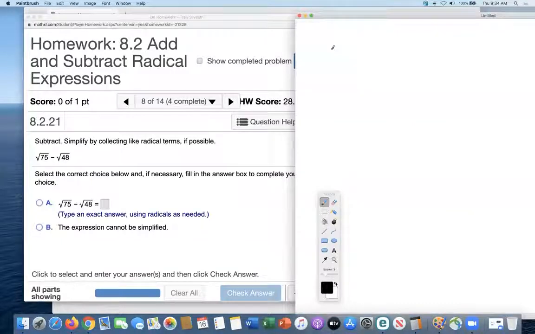We can write it down on our paper: square root of 75 minus square root of 48. Now, they're not going to give you a problem you can't simplify. I'll tell you that. There's probably something you can do to make it work. What you're going to need to do is look at these numbers, 75 and 48. Can you break those down with perfect squares?